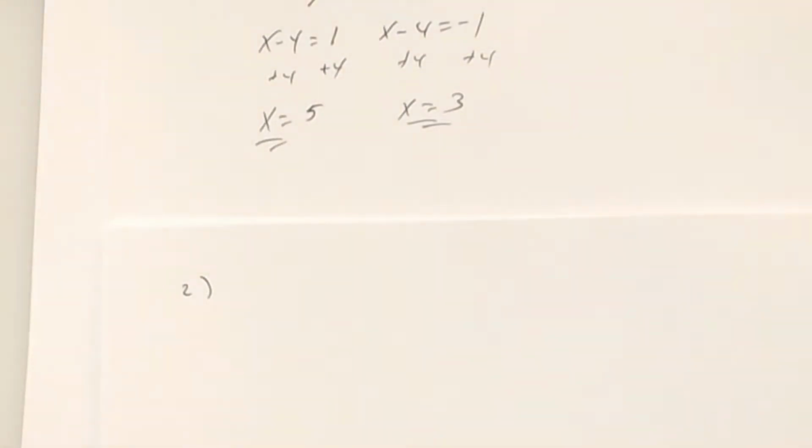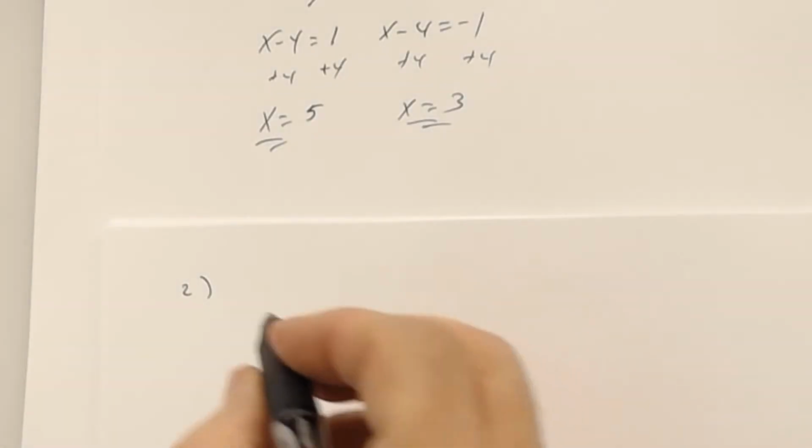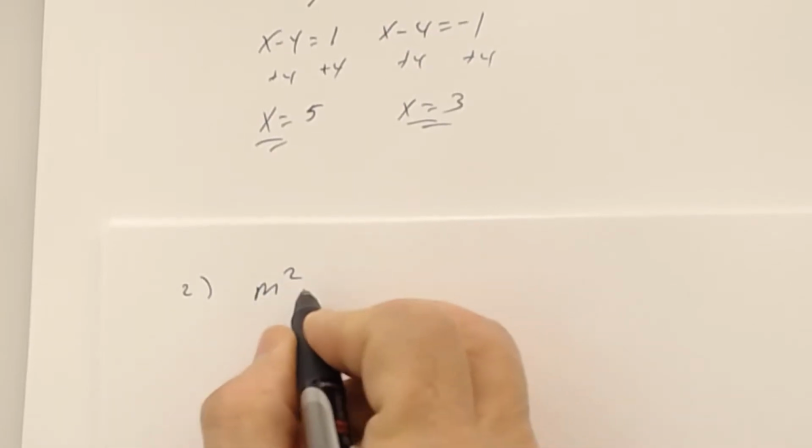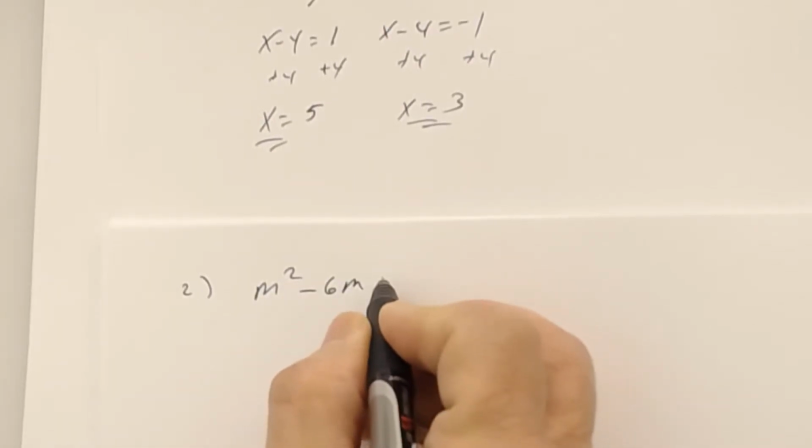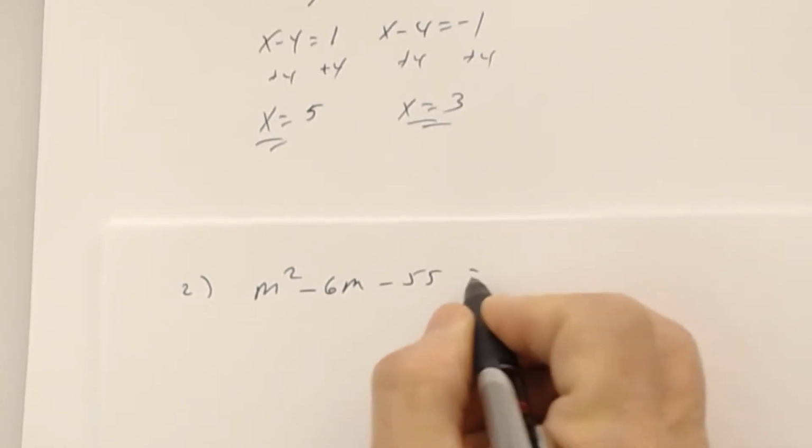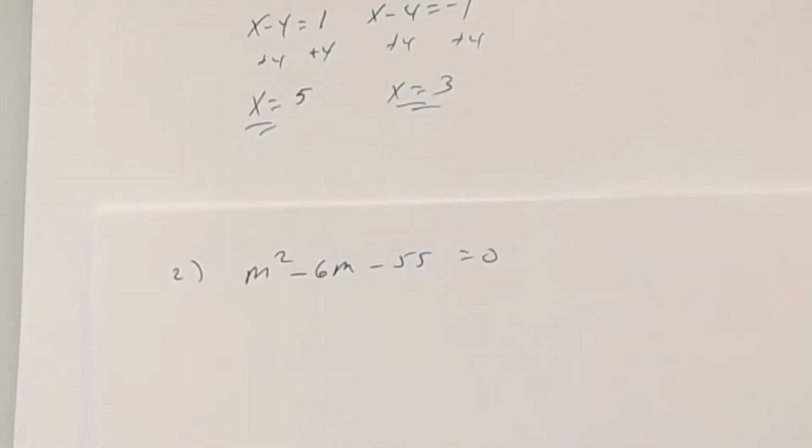Okay, number 2, suppose we had m squared minus 6m minus 55 equals 0. M squared minus 6m minus 55 equals 0. And let's solve this by completing the square. Same directions. All right, what's the first step? If the leading coefficient a is not 1, divide both sides by a. Yeah, so what's the first thing I'm going to do with this then?